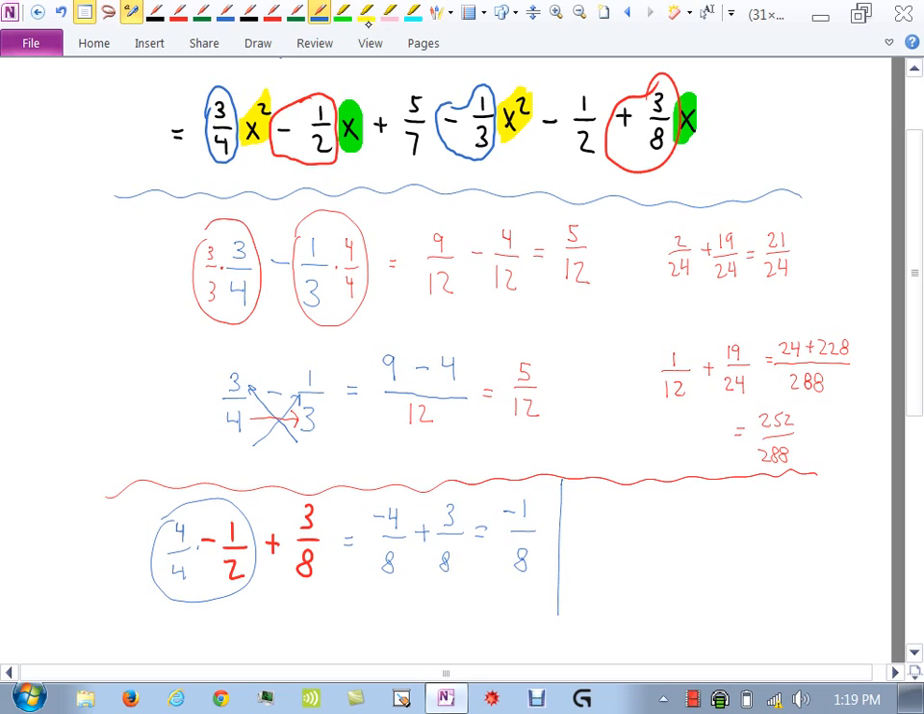Finally, the last things to put together, positive 5/7 minus 1/2. What's an LCD here? 14. So 2 on top, bottom on the left one, 7 top, bottom on the other one. Now, I'm going to do my shortcut. It's 10 minus 7 is 3 over 14, which will give you the same.